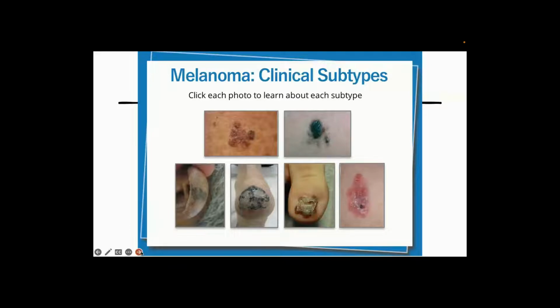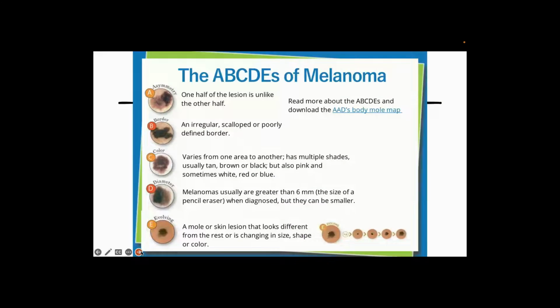So we'll talk a little bit more about this. This is a sheet that we like to give to patients that have either a lot of moles or a family history of melanoma. It's called the ABCDEs of melanoma. A stands for asymmetry, so when half of the lesion is unlike the other half. B is for border, so when it has an irregular, kind of scalloped or poorly defined border. C is color, when something starts to change color and varies in color.